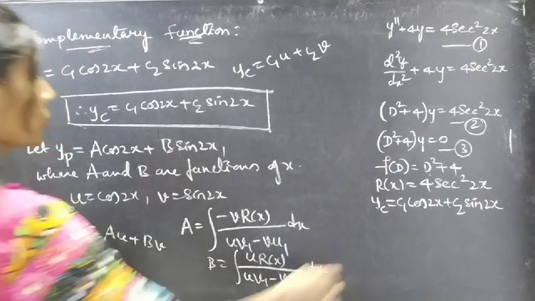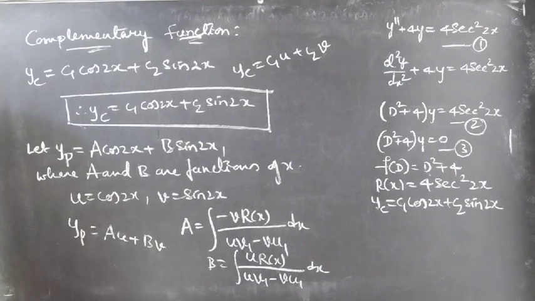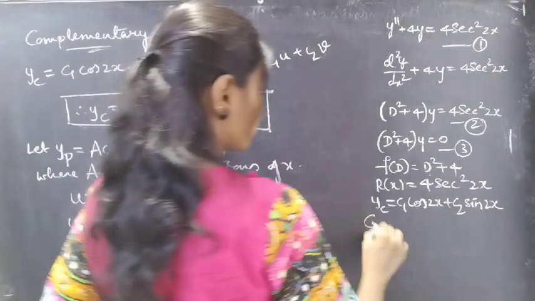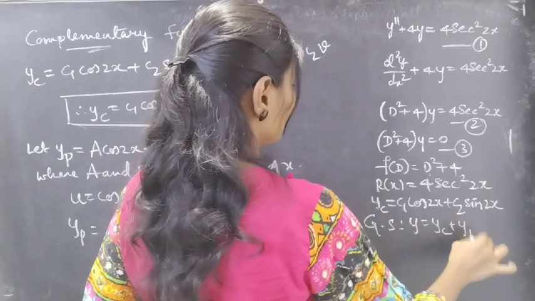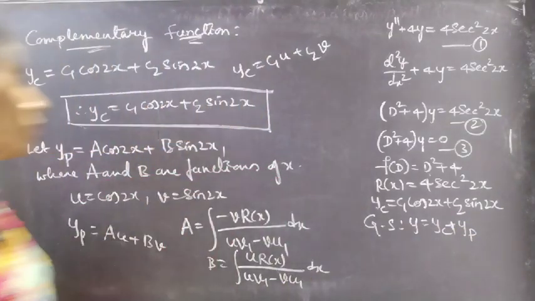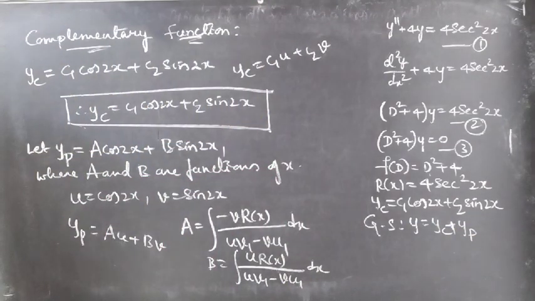If you notice, we have u v1 minus v u1 in both the formulas, so we'll begin with u v1 minus v u1, and later we'll find a, b, yp, and finally we'll put it in the general solution, y equal to yc plus yp. Okay, now coming to u v1 minus v u1.